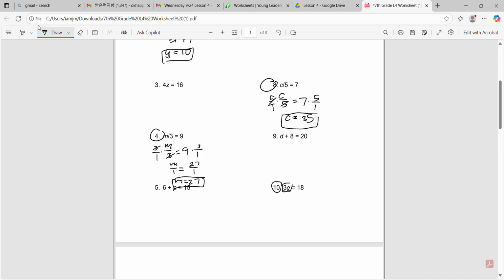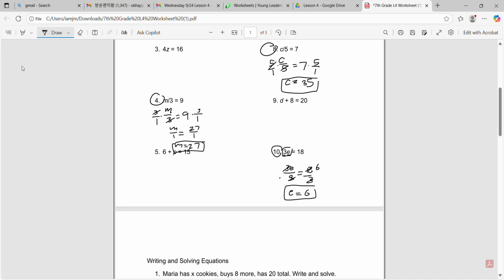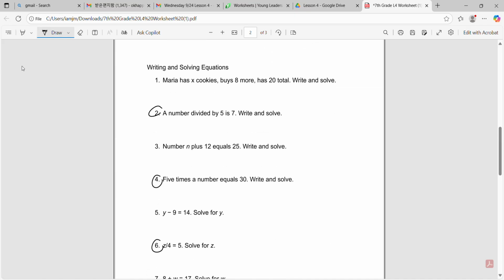Okay, now let's solve. So 3 times e equals 18. To get rid of a multiplication, we divide. The opposite of multiplication is division. 18 divided by 3, we get 6. E equals 6. That will be our answer for number 10. We're done with part 1. Now we'll move on to part 2, writing and solving equations.